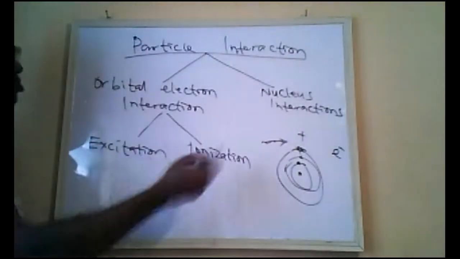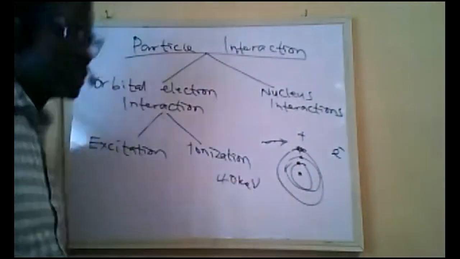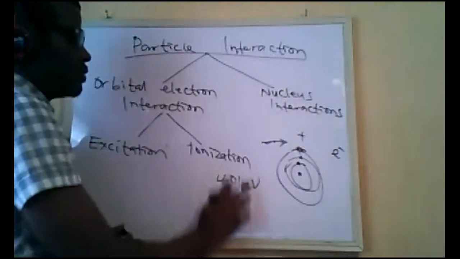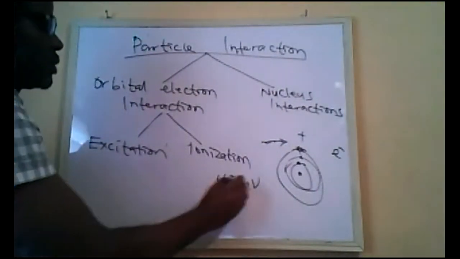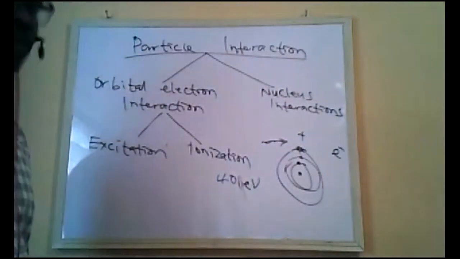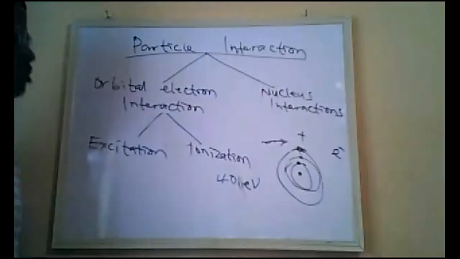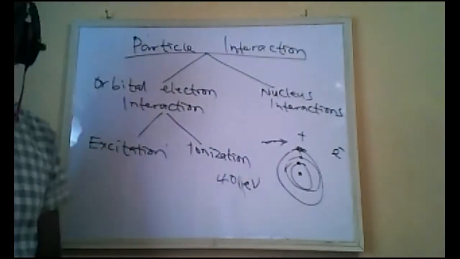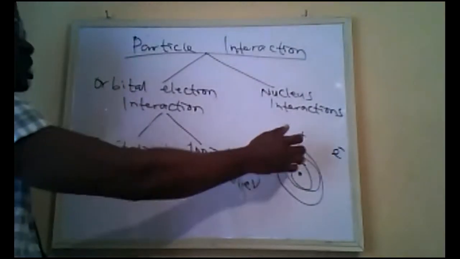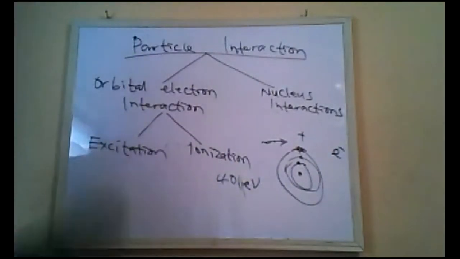If you have energy most times greater than 40 electron volts, then ionization is most likely going to occur. But if you have around 40 electron volts, these two can be 50-50. Interactions as a result of excitation and ionization might be the same thing. But when the energy is below 40 electron volts, it can no longer support the ionization energy, the binding energy of the electron, and then it can only excite it.